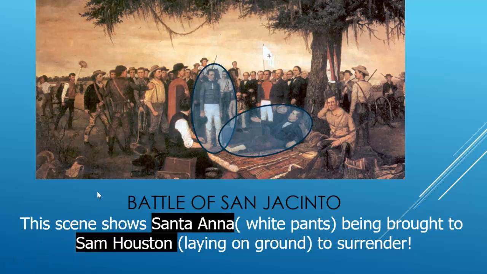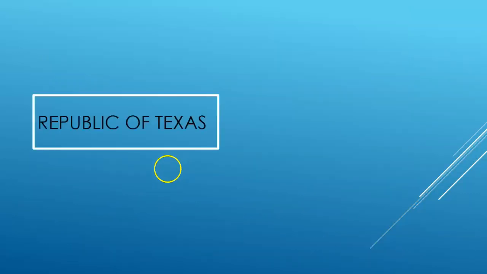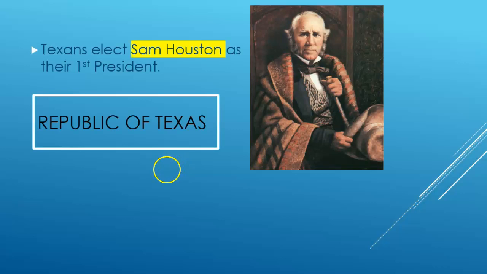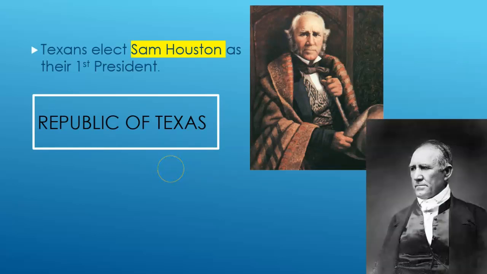So the Mexican army is dispatched out of the Republic of Texas. Santa Anna returns back to Mexico. And then you have the Texans select their first president. And of course, that would be good old Sam Houston. So here he is with a painting. And then this is him photographed years later. So yes, he is in the age of photography.